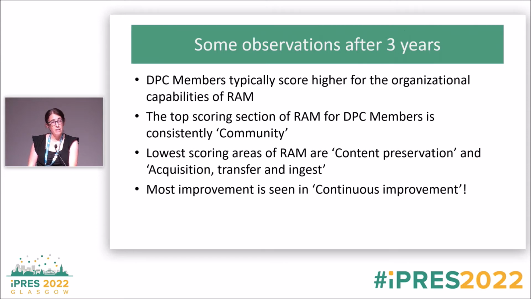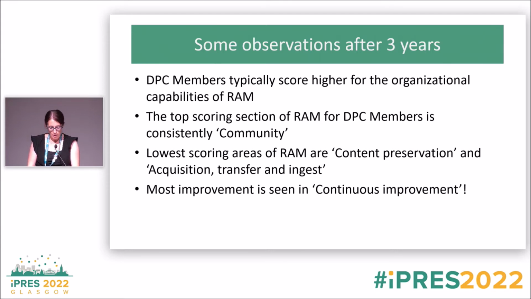The top scoring section of RAM for our members is community, and this is coming out really consistently, head and shoulders above the rest. I'm not surprised by that at all. There's a little bit more variation in the lower scoring sections of RAM in our community. There's a bit of a jostle for bottom place from content preservation and acquisition, transfer and ingest. The policy and strategy also got in there quite near the bottom this year as well, not quite at the bottom.